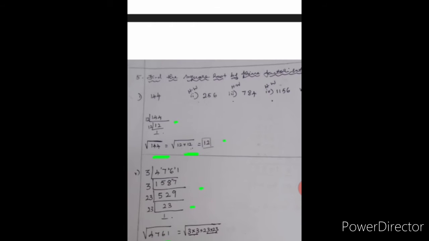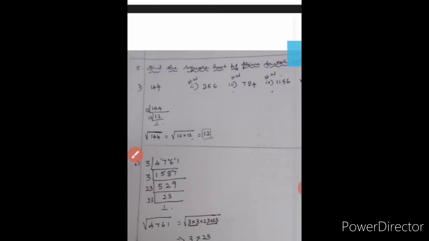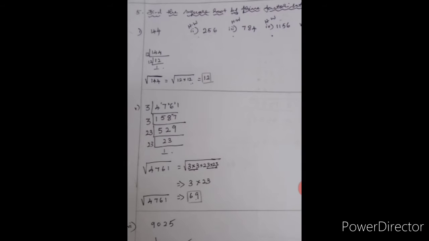4761 and factors also in the square root symbol, that is 3 into 3 into 23 into 23. If you see here, you know very well square root means out of two numbers you have to take one number. So 3 into 23, which is equal to 69. So your answer is 69.